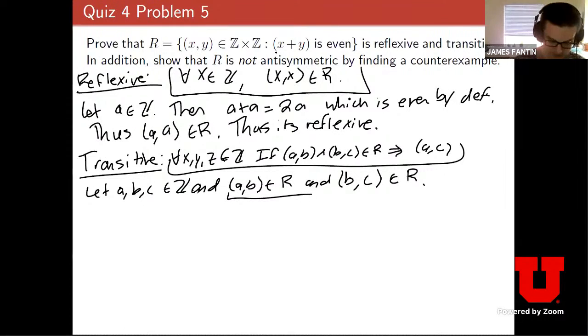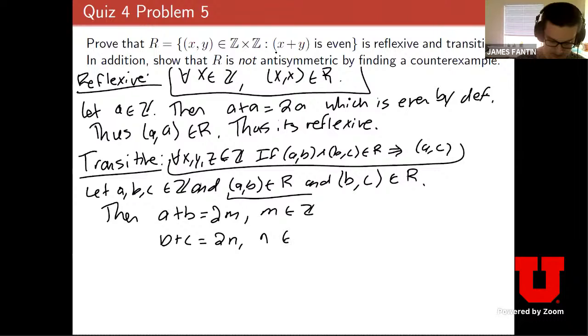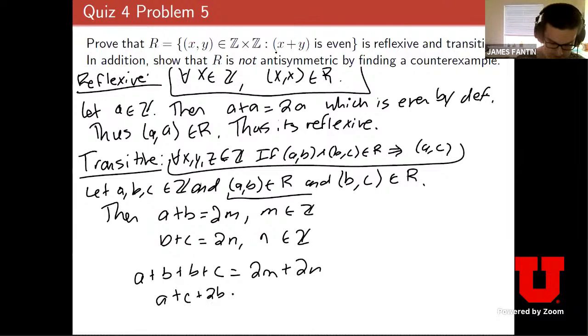What does it mean that AB is in R? Well, if you're in the relation, that means the sum of your entries is even. So A plus B is equal to 2M, where M is an integer, and B plus C is equal to 2N, where N is an integer, just by definition. And then now let's look at the sum of these two. So then we'd have A plus B plus B plus C is equal to 2M plus 2N. So A plus C plus 2B is equal to 2M plus 2N.